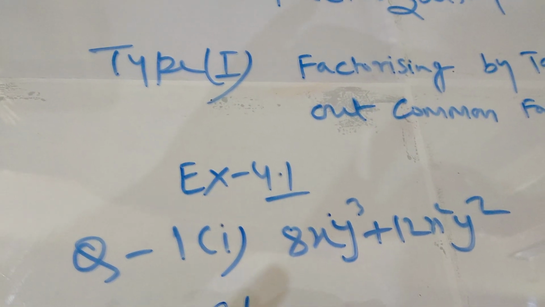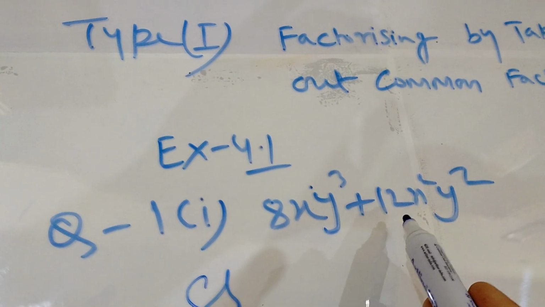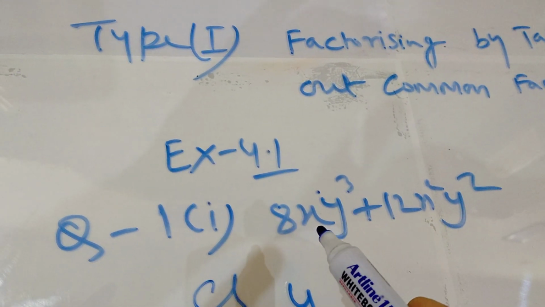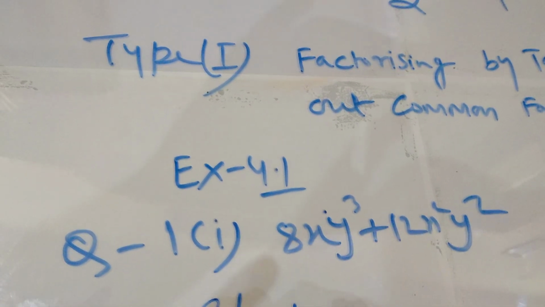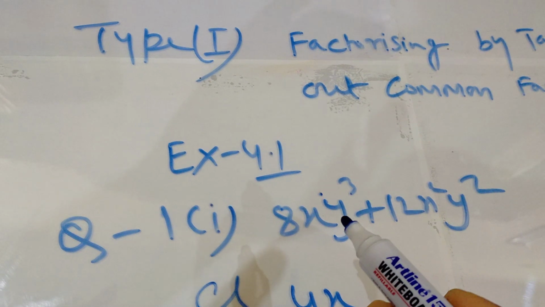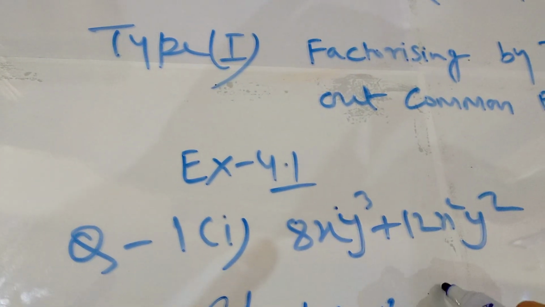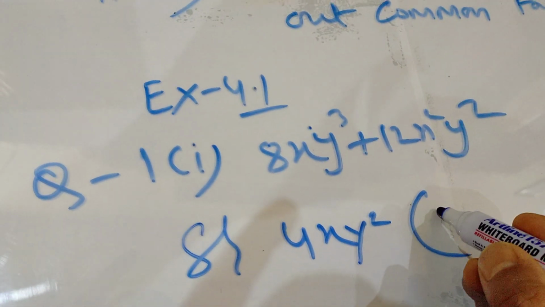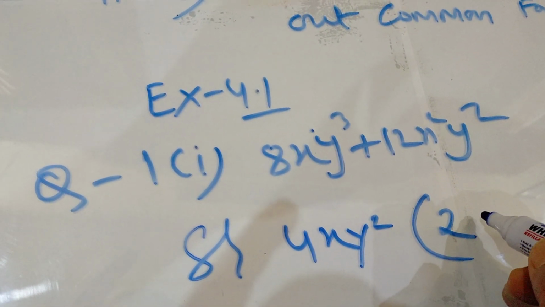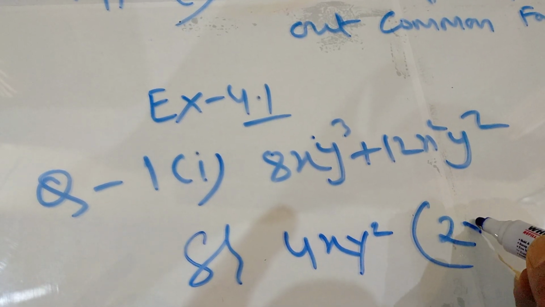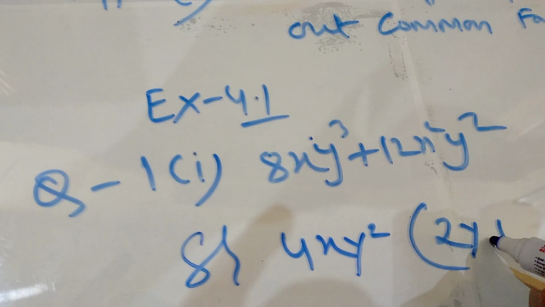In this question, it is 8, it is 12. I think 4 is common over here. So 4 you should take. x is here, x square here, definitely x is common. y cube is here, y square here, so y square is common. So keep the bracket. Now here you should write 4 2s are 8. x we have taken common, y square I have taken common, so only y will remain inside the bracket.